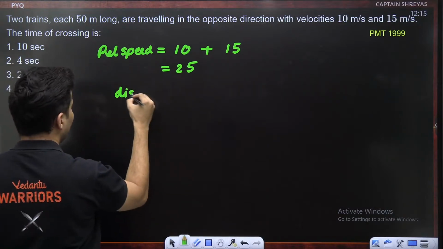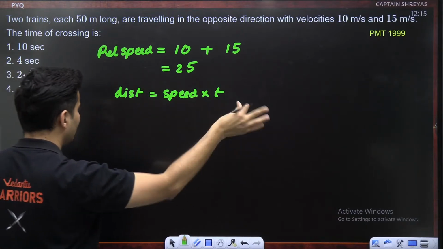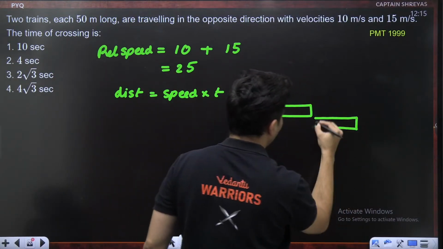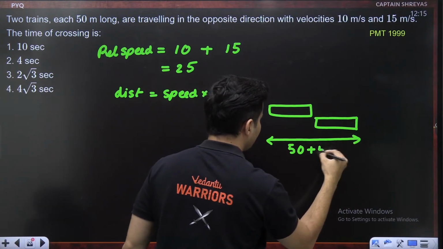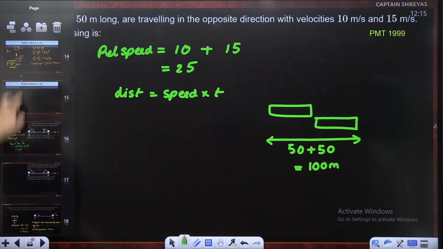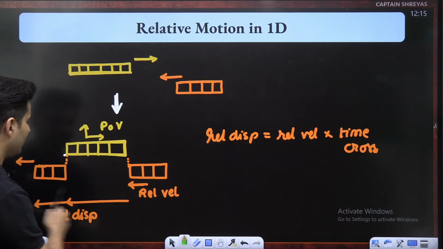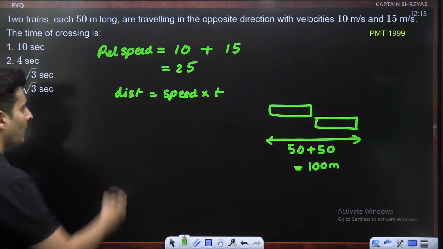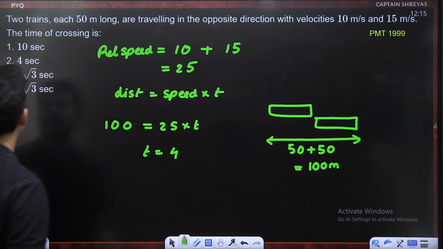What did I tell you? Relative distance is relative speed multiplied by the time to cross, catch, chase, whatever. Distance, what will it be? This train and this train, both the distances should be added. Guys, it will be 50 plus 50. Remember, I have been telling you this just some time back, right over here. This distance plus this distance is the total distance, correct? So hence, what will it be? So 100 is equal to 25 multiplied by time. Time is 4.